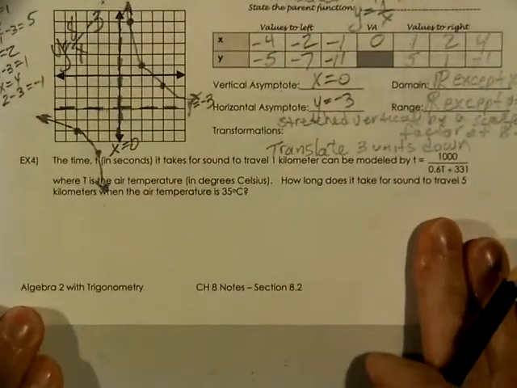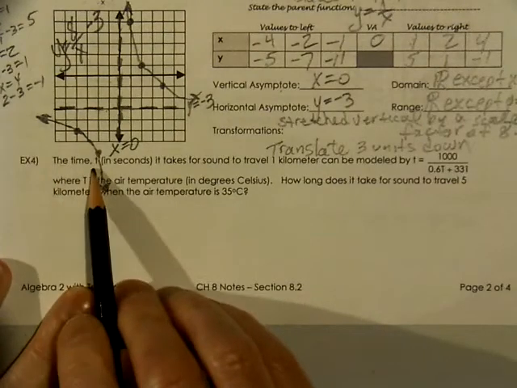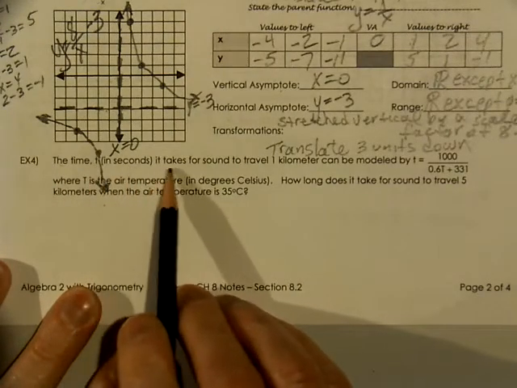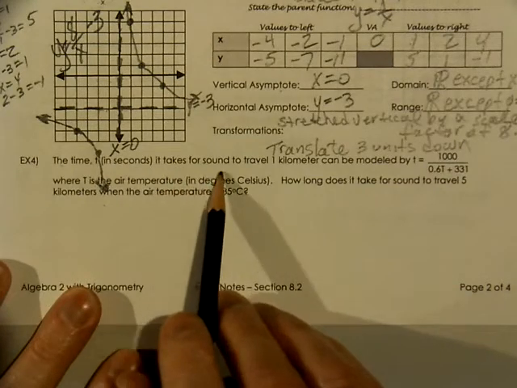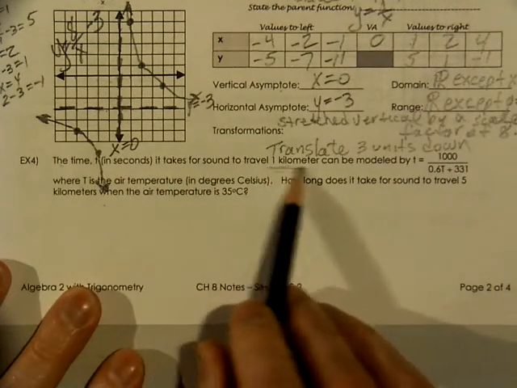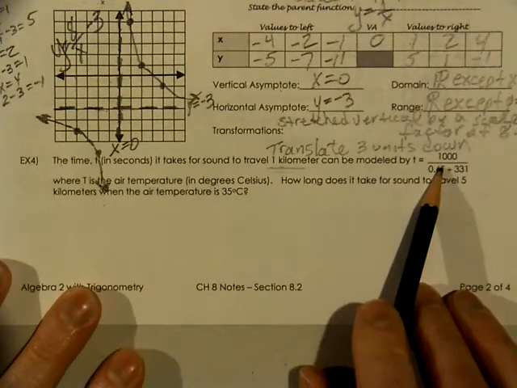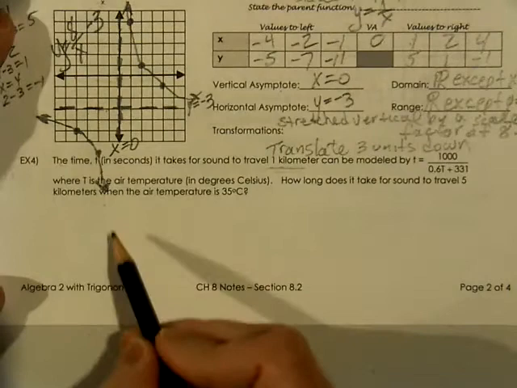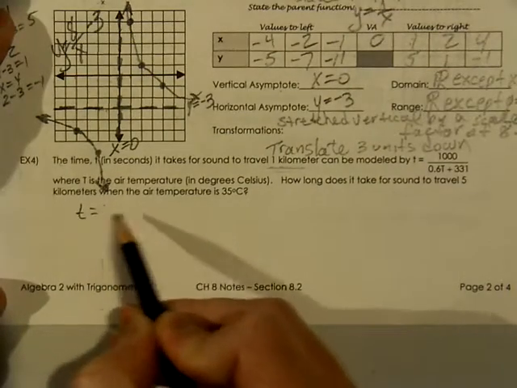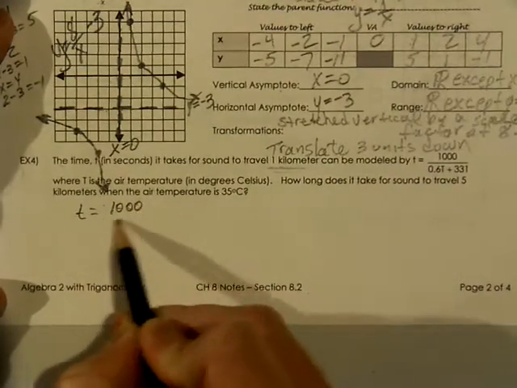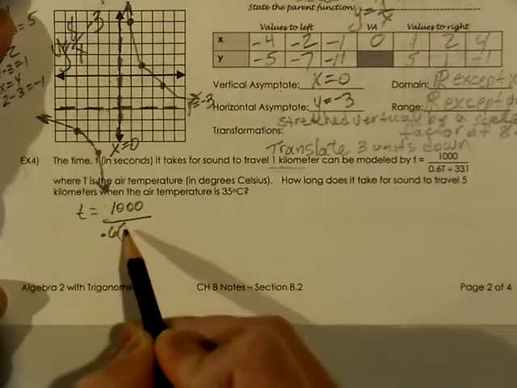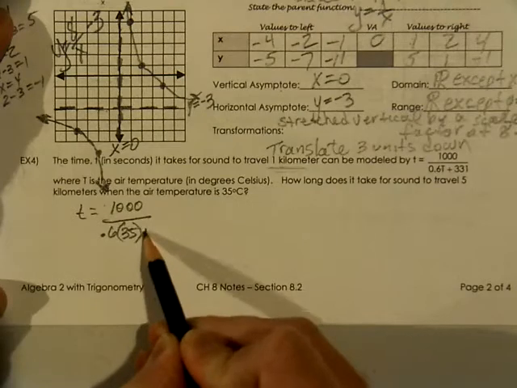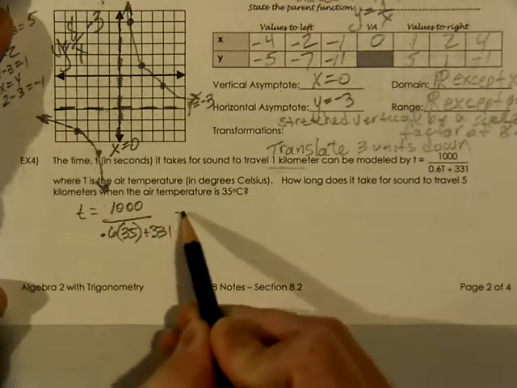Last question. We look at the time in lowercase t for seconds that it takes sound to travel 1 kilometer. It's this formula. So now what we're going to do is t equals 1,000 over 0.6 times 35, because we're at 35 degrees Celsius, plus 331.